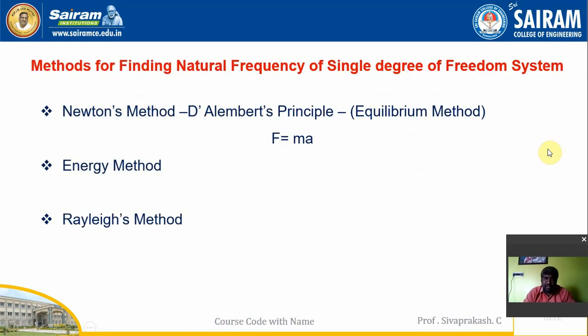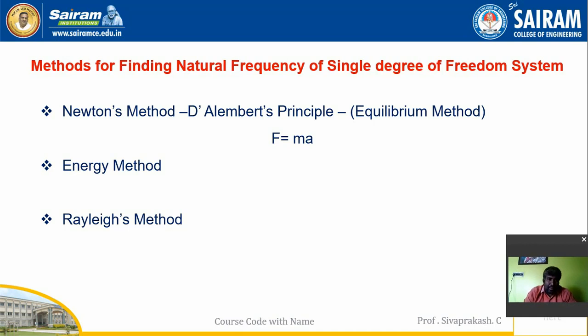The method of finding the natural frequency for a single degree of freedom system can be done in three different methods: Newton's method, energy method, and Rayleigh's method. In Newton's method, you see Newton's second law of motion, where the inertial force will be equal to the total force acting on the body, that is F is equal to m into a.